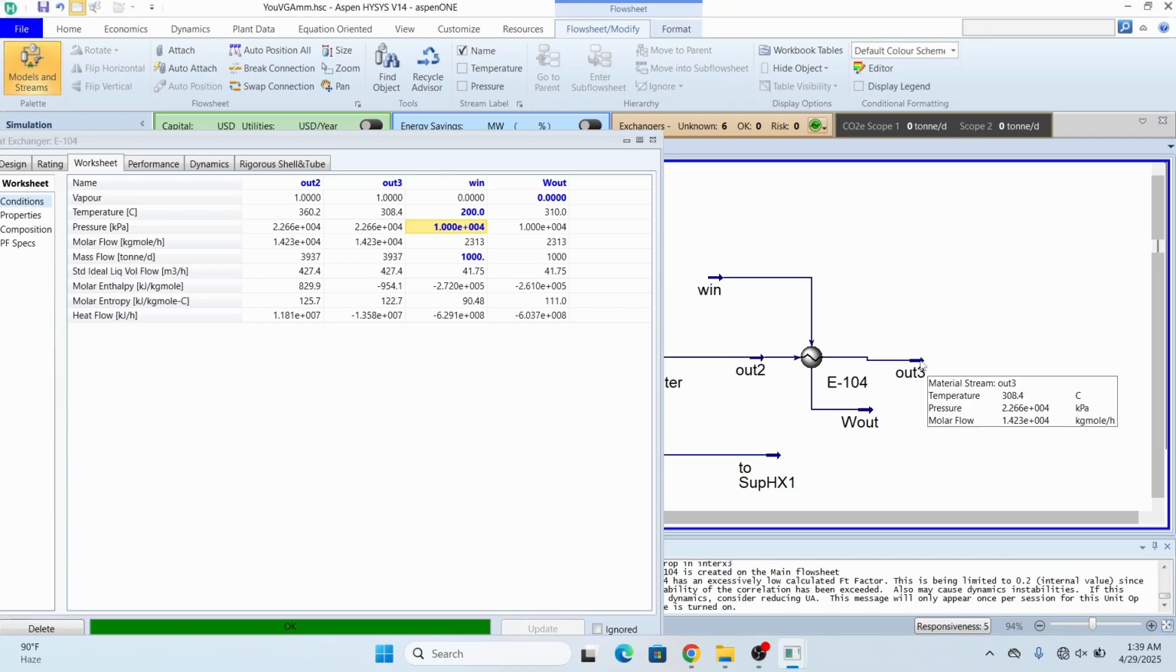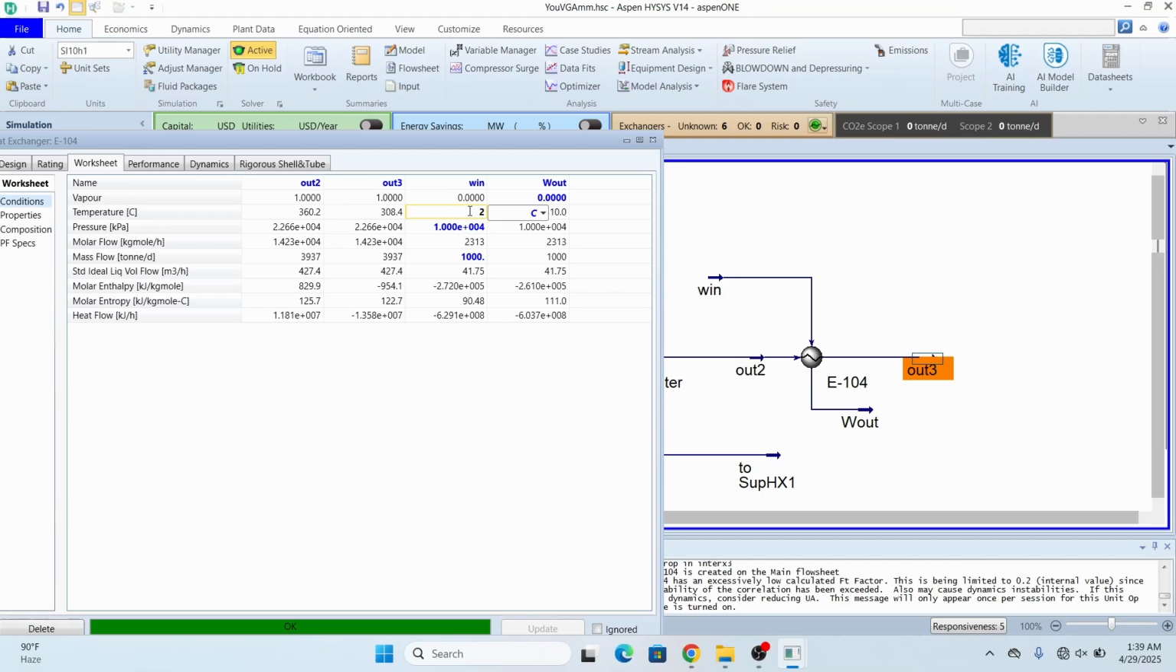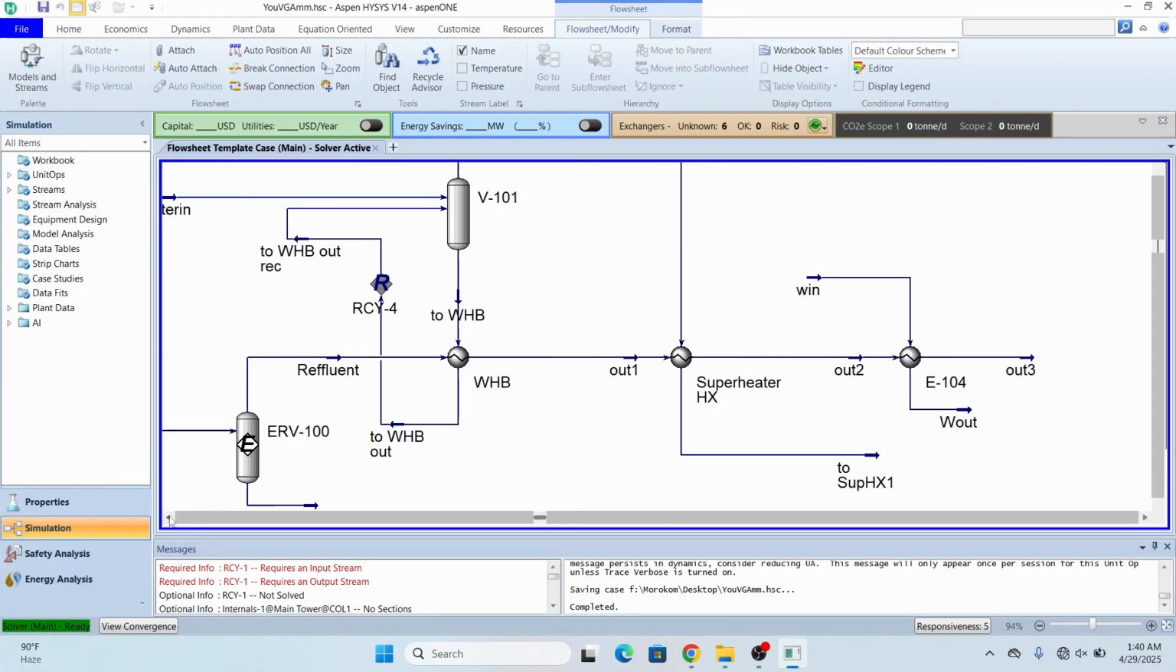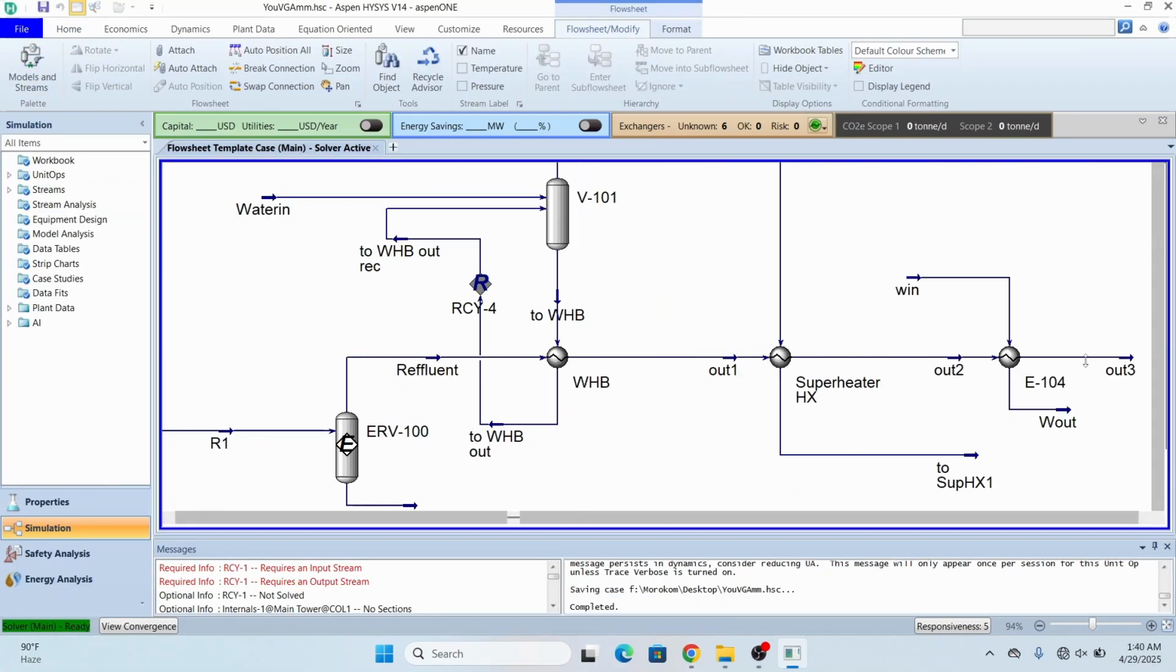And one thing you can see is that it is very near, so I can increase the temperature more to 220 degrees. Now you can see that a 6 degree delta T is present, so that is good. Approximately 10 to 15 degrees delta T is generally recommended over here. So now I can replace this water out by this stream.